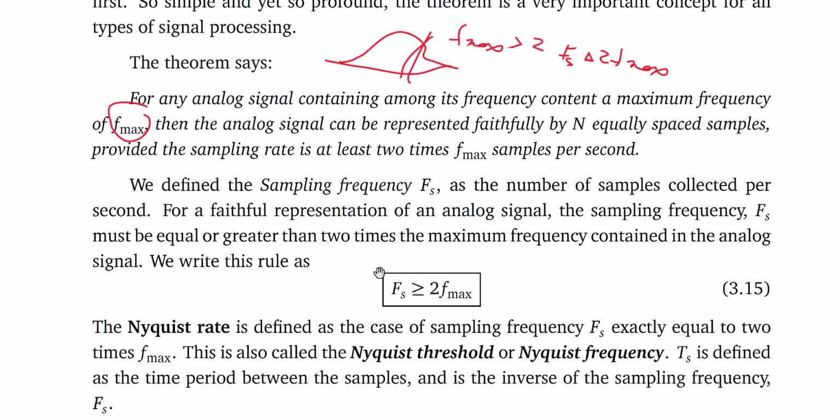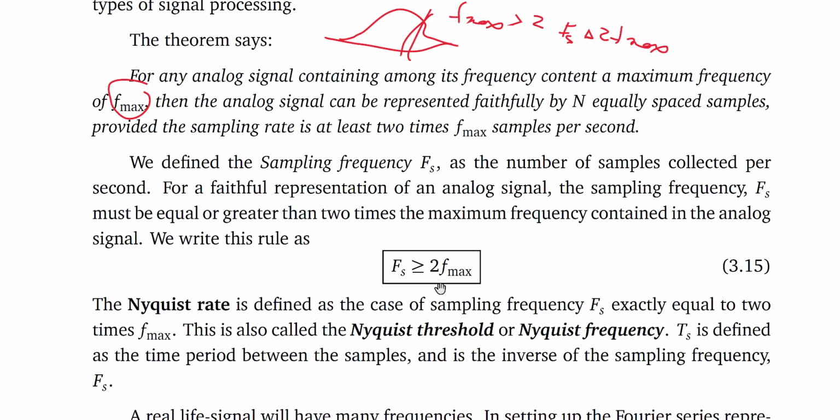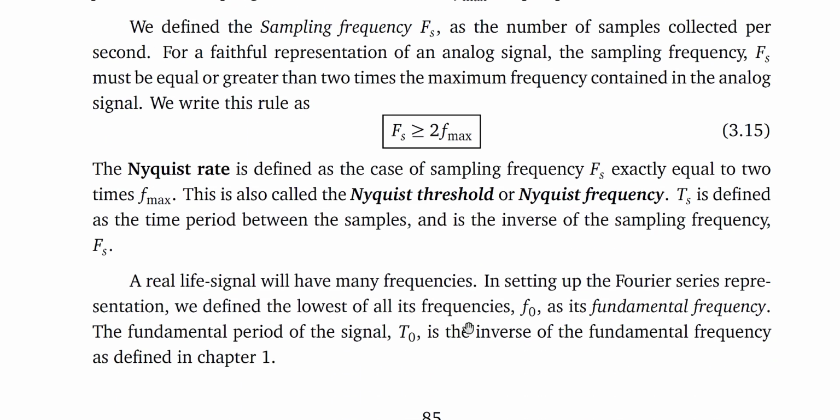So we can write it out like this: Fs is greater than or equal to 2 times f max in the signal. And actually, even 2 times most often is not adequate. It needs to be more than 2 times the maximum rate. The number exactly at the threshold is called Nyquist rate, also Nyquist threshold, or even Nyquist frequency. They're all the same thing.